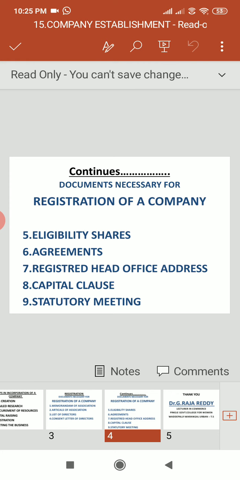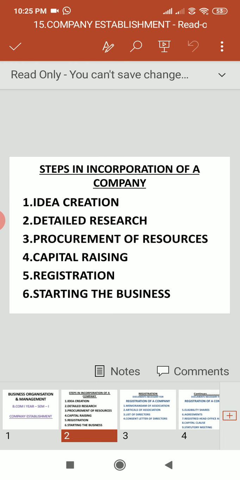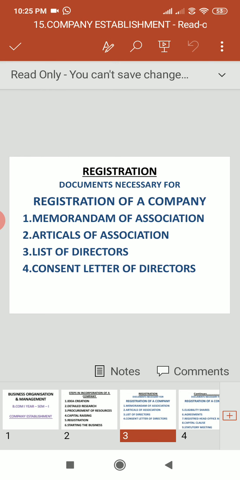Now we once again go back and learn the different steps involved in incorporation of a company. Idea formation, detailed research, procurement of resources, capital raising, registration of a company, starting of business or commencement of business. These are the main 6 steps related to incorporation of a company. In this, registration of a company is very important.